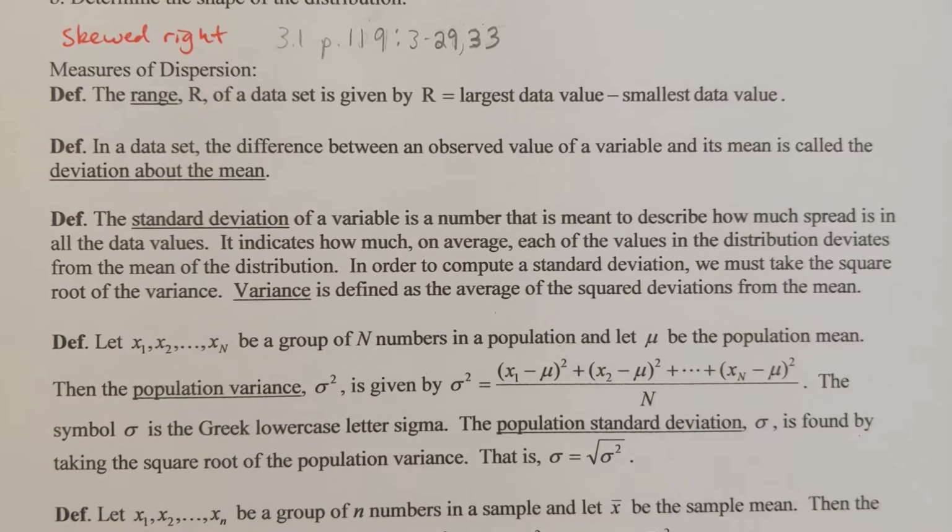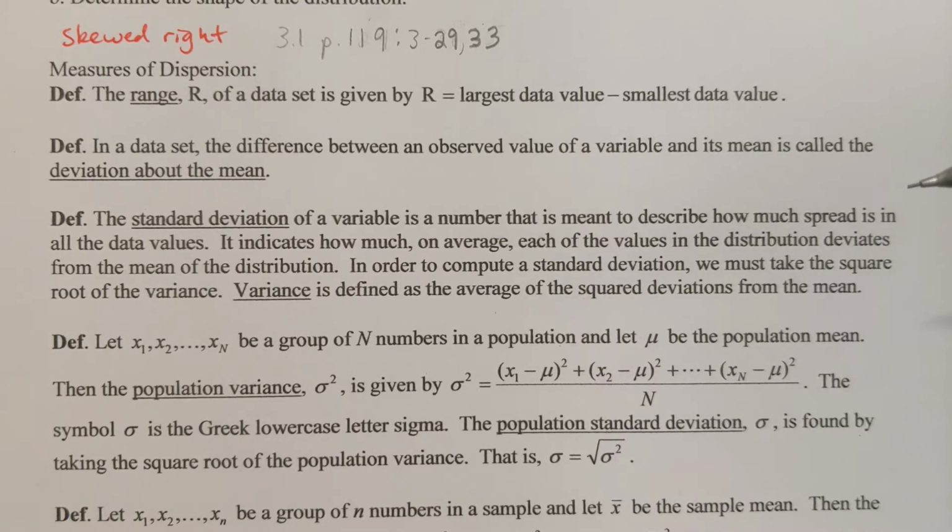We're also going to talk about the variance and the standard deviation. Now, the standard deviation will be very, very important to us as we go on through the rest of the course. Okay, the variance is something that leads up to the standard deviation. In a data set, the difference between an observed value of a variable and its mean is called the deviation about the mean. Okay, so it's the difference that a value is from the mean. Now the standard deviation of a variable is a number that is meant to describe how much spread is in all the data values.